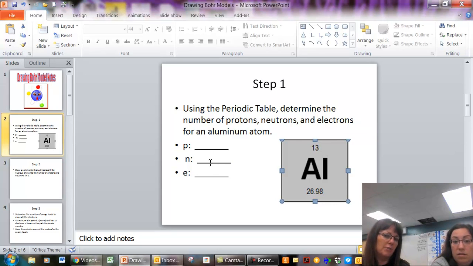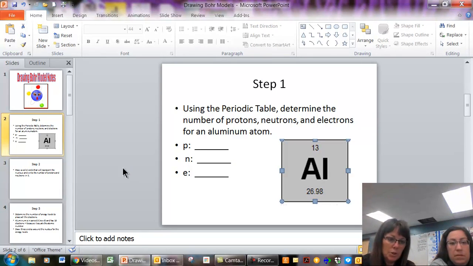So we're just going to write 13 in there. And the tricky part was the neutrons. You just have to subtract. We're going to use our mass because that's the protons plus the neutrons added together, because they live in the nucleus, remember, in that little house. So 13 plus what will give us approximately 27? We're going to round that up. So we would subtract, which would give us 14. 14 neutrons in there. So now we're going to draw those in our model.